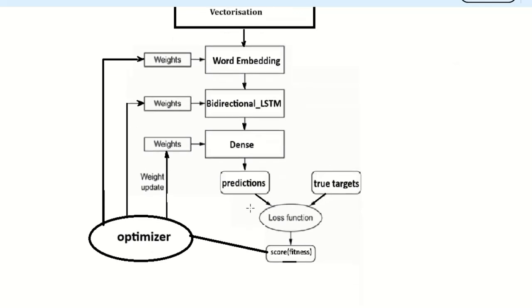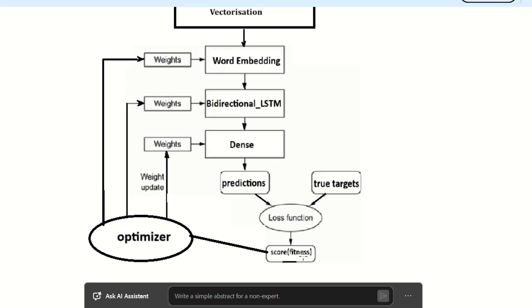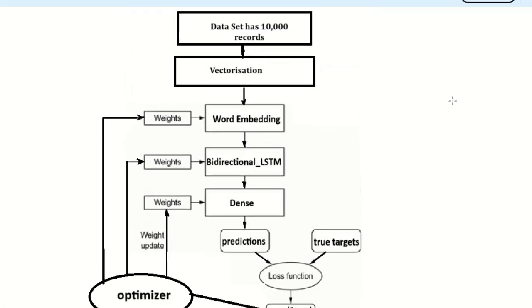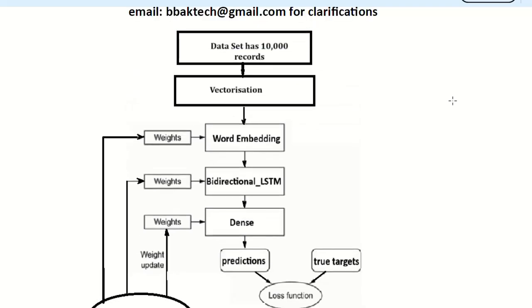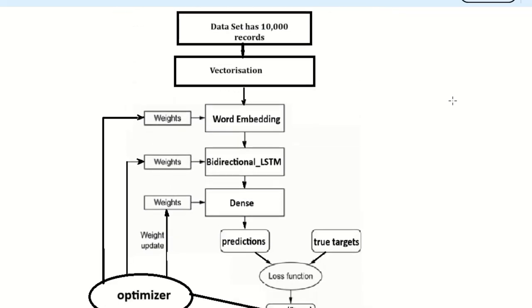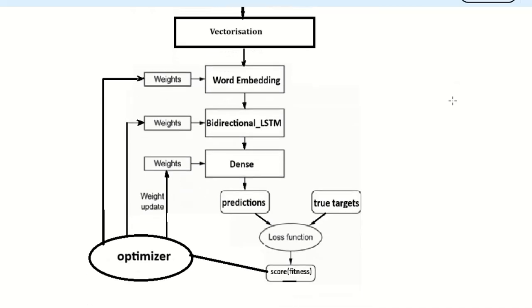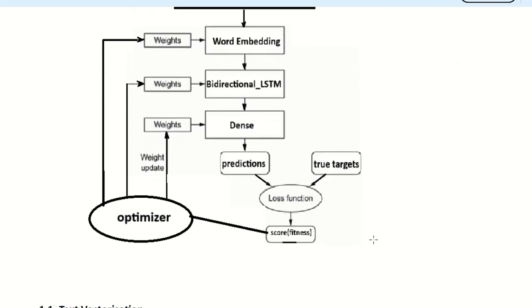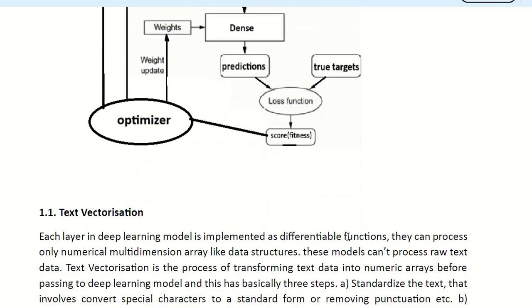Afterwards, this is the general procedure. Predictions are compared with the target, and a score is calculated. The optimizer will readjust the weights, and this loop repeats. It's a standard procedure for how deep learning techniques work. After we get the desired scores, or fitness, we will stop this.